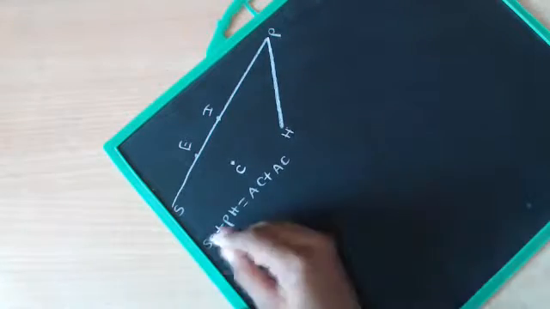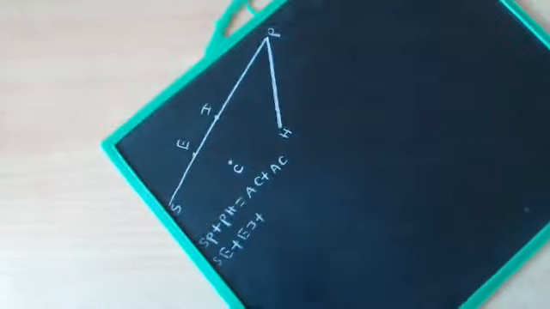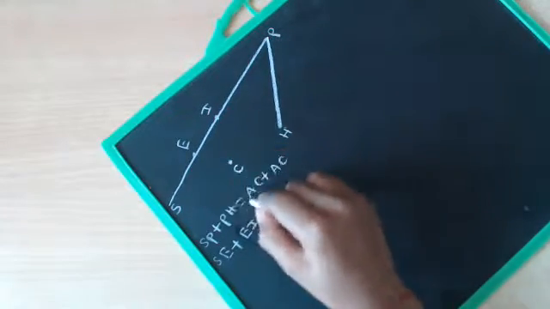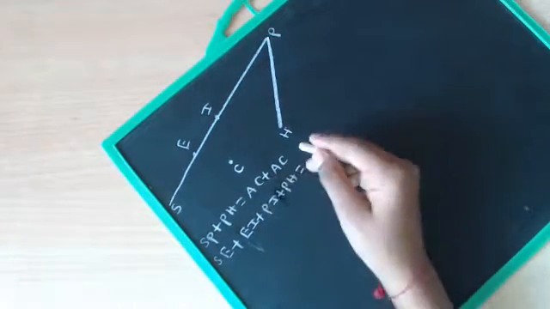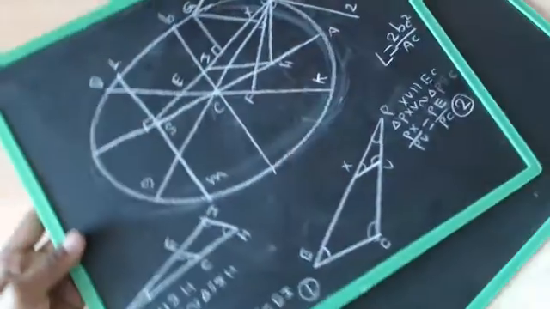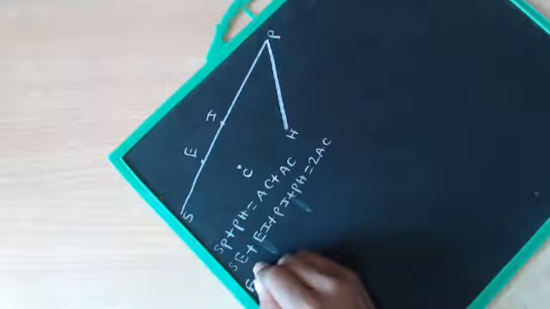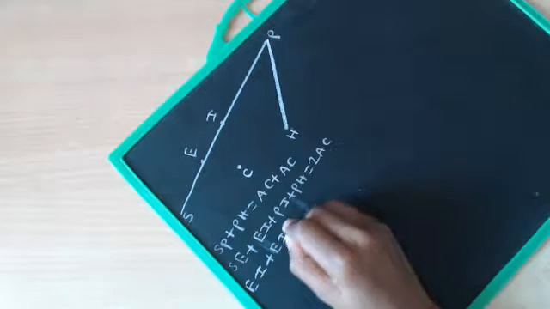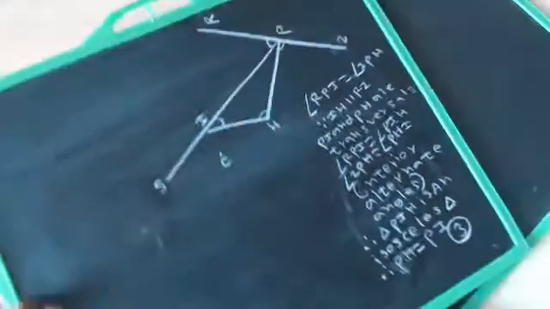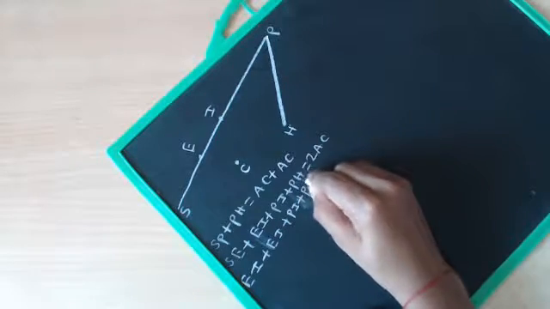And SP can also be written as SE plus EI plus PI. And plus PH is equal, instead of SE plus AC, I can write 2AC. But in the first equation we proved that SE is equal to EI, and so instead of SE I can write EI plus EI plus PI is equal to... And in the third equation we proved that PH is equal to PI, and so instead of PH I can write PI plus PI is equal to 2AC.